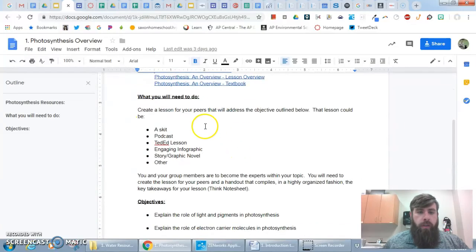What you're going to be creating is a skit, a podcast, a TED Ed lesson, an engaging infographic, and I really want an engaging infographic, not some boring, lame old, like, here's one sheet of paper and here's some things on it. You need to really bring the concept together and show how there are connections. A story graphic novel, obviously, if you want to go that far, if you have some artists in your group and someone that is good at writing storylines, that would be good too. Or if there's an other.